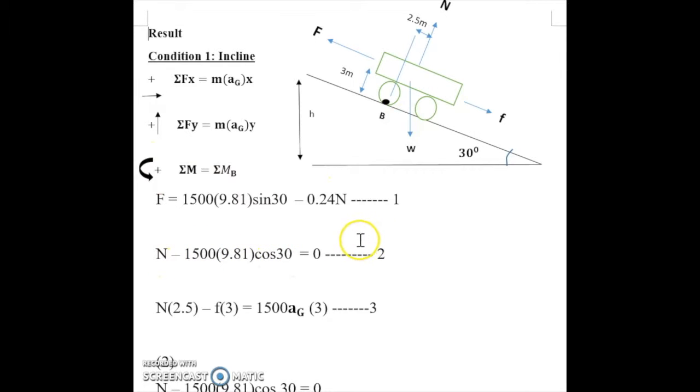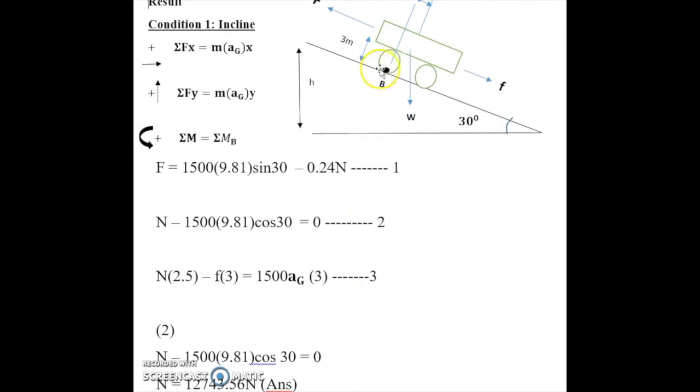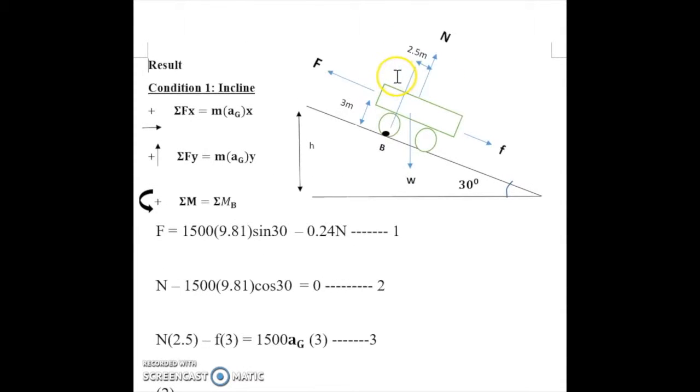The second one is, because the car is not flying, there is a normal force and also the force acting downward, which is the weight of the car, acting along the y-axis. So N is equal to the downward force. Lastly is the moment at B. At B, there are three forces acting.